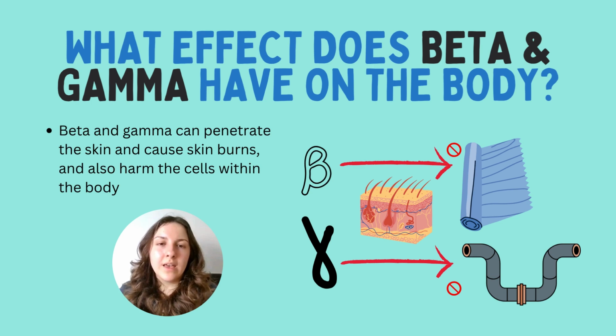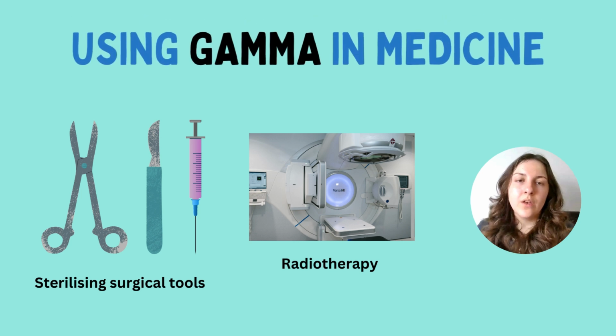So anyone using a gamma source, for example, in the medical field would need to protect themselves by using a lead apron to protect their internal organs and to prevent them from absorbing any gamma radiation. But also beta and gamma can cause skin burns and rashes, and they of course can harm our cells through their ionizing ability too. So, what is gamma used for in the medical industry?